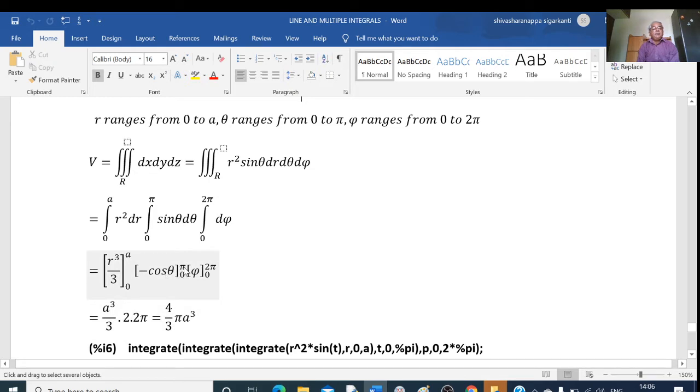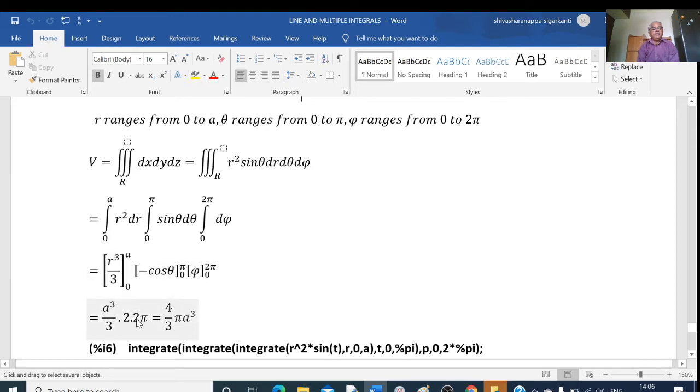Here if I put the upper limit pi, cos pi value is minus 1. Minus into minus is plus 1. Then cos 0 is equal to 1. So I am getting 1 plus 1, that is equal to 2, into substituting the limits for phi, 2 pi minus 0. This is equal to 2 pi.